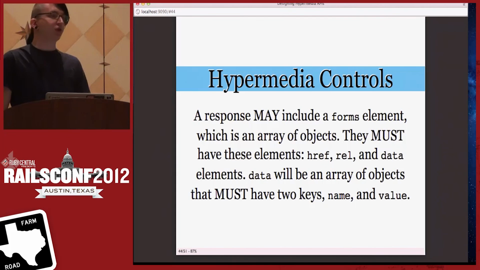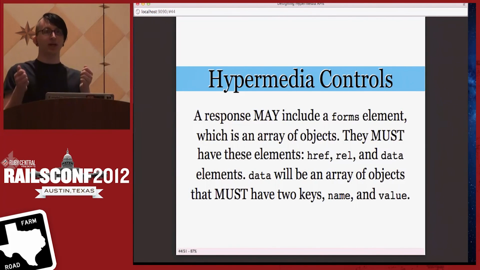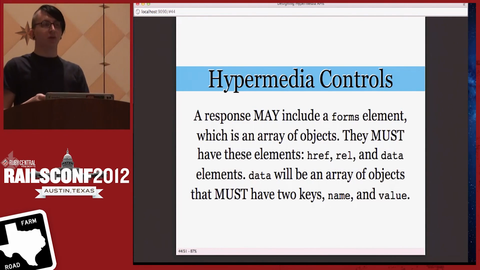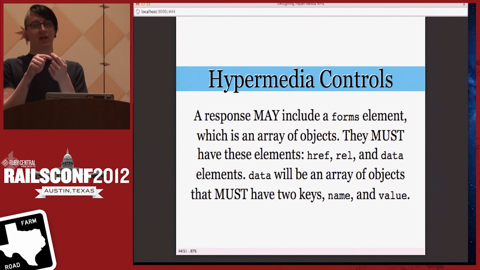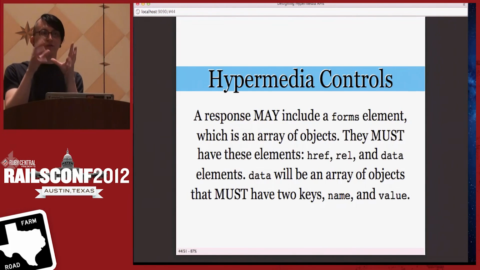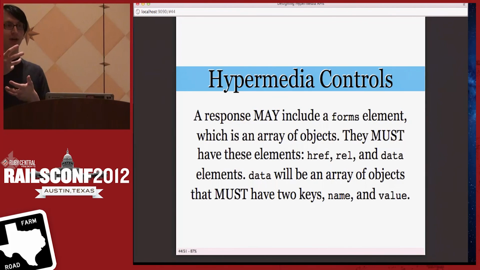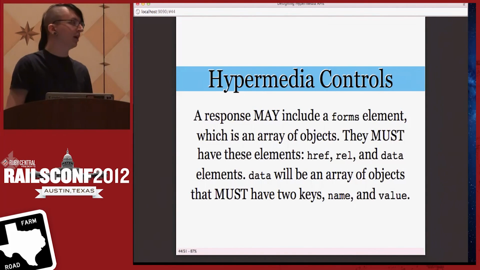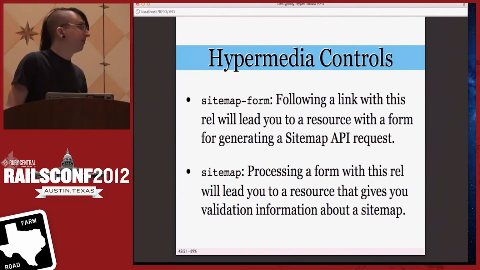And then hypermedia controls, which are like links and forms and all the ways we connect our representations together. So when we looked at our thing, we knew we needed a link to actually go from the form. We needed a form to template the URL, and then we needed a way to make that form point somewhere to show where that processing was happening. So we'll say that a response can have a forms element, which has an array of JSON objects. They have href, rel, and data elements. Data has keys and values that are name and value. And so this is how we build a form. This is sort of a little abstract. It'll make more sense when I show you an example in a second.